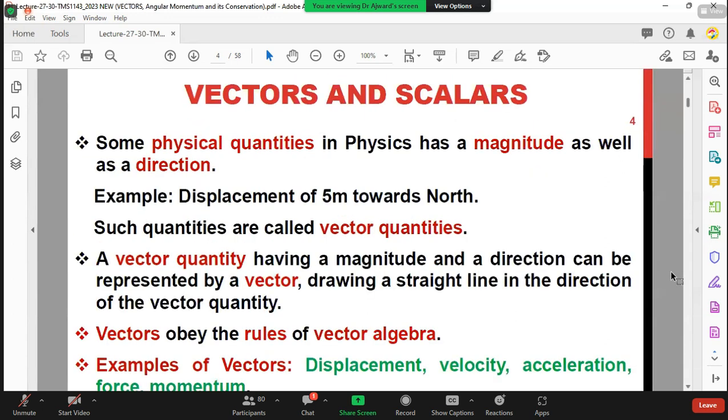And vectors and scalars. To understand vectors, maybe first you also have to understand what are scalars. So first we will go through the vectors. Some physical quantities in physics or mechanics or engineering or technology have a magnitude as well as a direction. So not only a magnitude, but also some direction. For example, the displacement vector here.